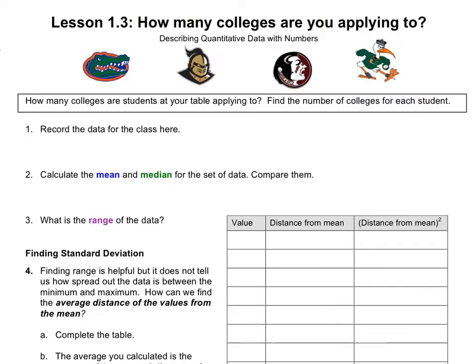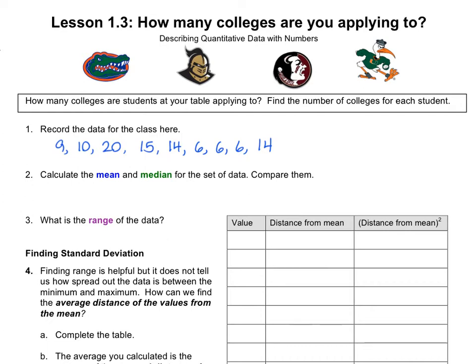Let's get started. Keep in mind that we want to be able to describe quantitative data with numbers. So let's use the topic of how many colleges you are applying to so that we can collect some data. Let's go around the room and have each person report how many colleges they're planning to apply to, and then we'll put that information in number 1. So here we've got some class data. If you need to write this down, go ahead and write it down in your number 1.